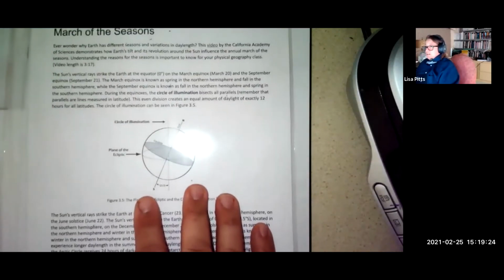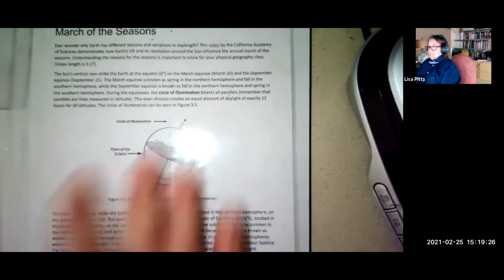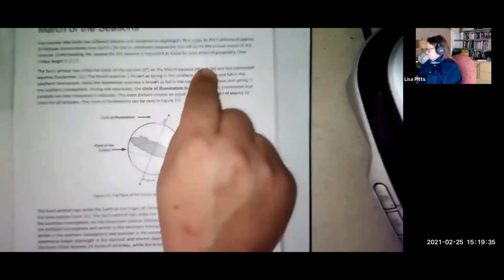March of the Seasons. And so this one deals more with length of day. There are some videos that are attached in the actual document itself. Obviously, when I print it out, I can't click on it, although that'd be kind of cool.